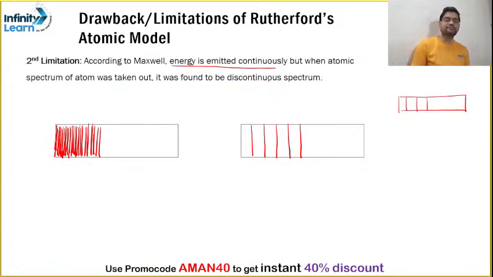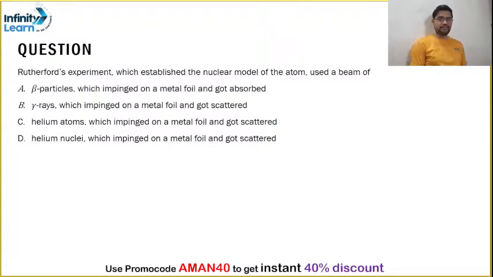But again, Rutherford did not have an answer for this either. Clear? Sure. Those were the two drawbacks of the Rutherford atomic model. Clear? Sure. Proceeding further, let's see some questions. The Rutherford experiment, which established the nuclear model of an atom, used a beam of alpha particles.